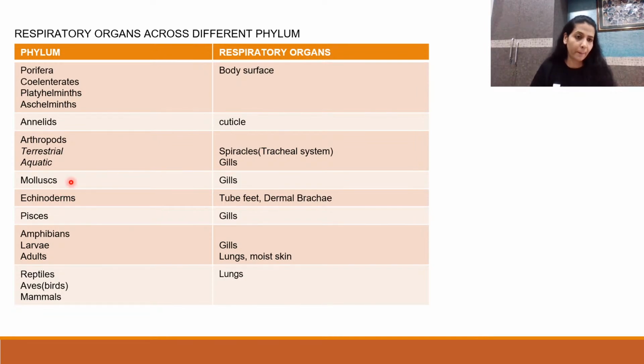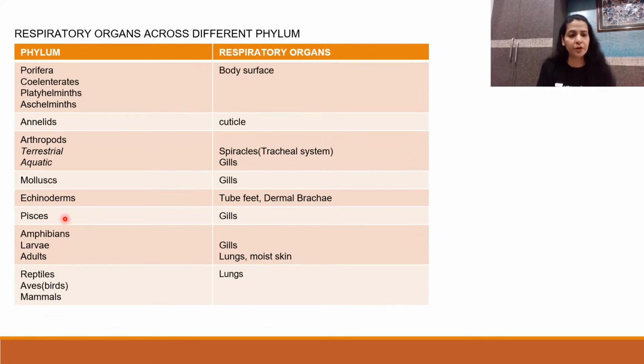Moving on to the next, mollusks. Mollusks like Unio, Pila, and a number of others have gills. Then next, echinoderms. The starfish is one of the most important examples, the one you immediately recall. Echinoderms have tube feet, and some of them have dermal branchiae also. So they have tube feet or dermal branchiae.